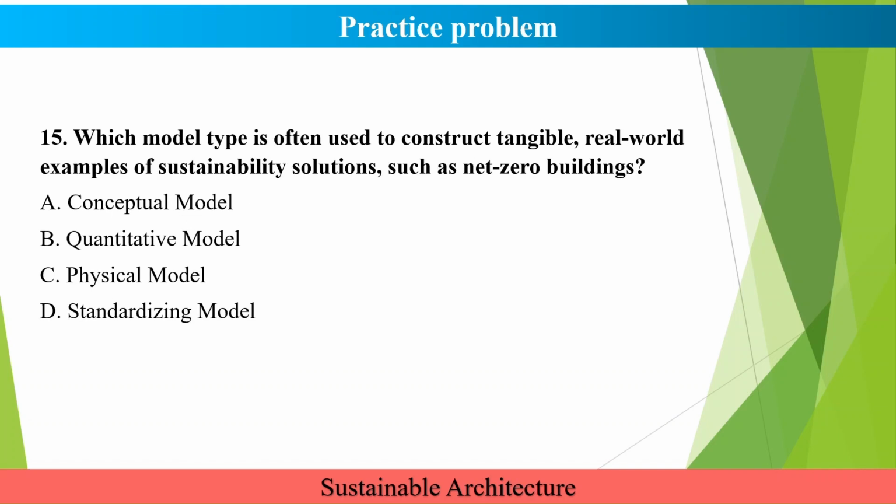Question number 15 is in front of all of you. Which model type is often used to construct tangible real world examples of sustainability solutions such as net zero buildings? Physical model. In the lecture, ma'am has given the example of net zero buildings, if I am not wrong. So which model will it be out of these four: conceptual, quantitative, physical, and standardizing model? Physical model. And what about others?